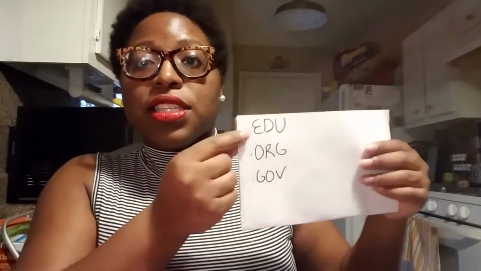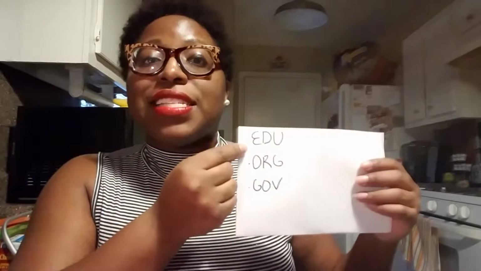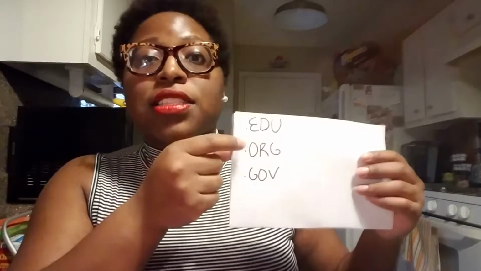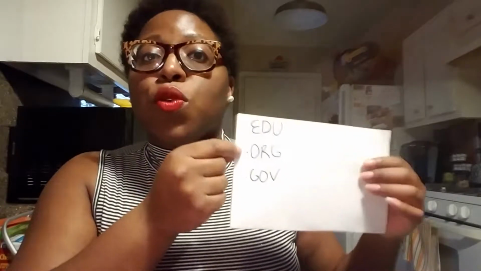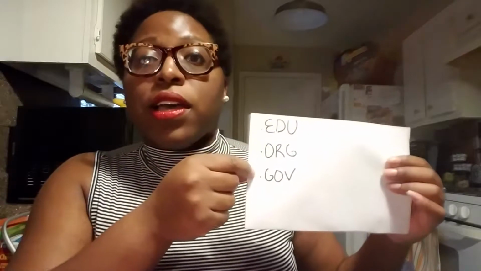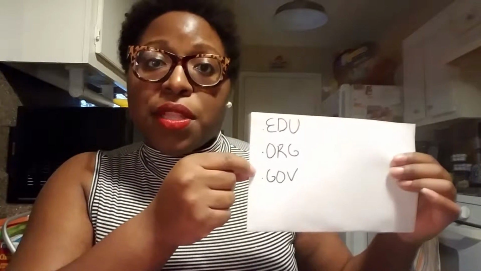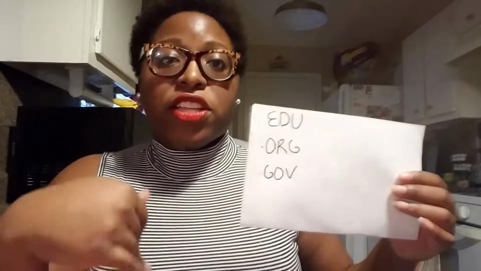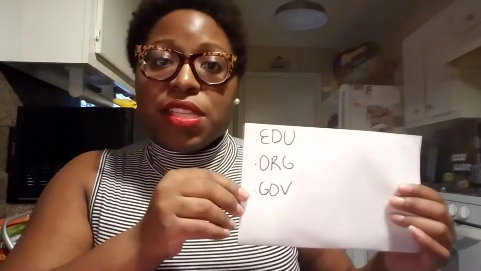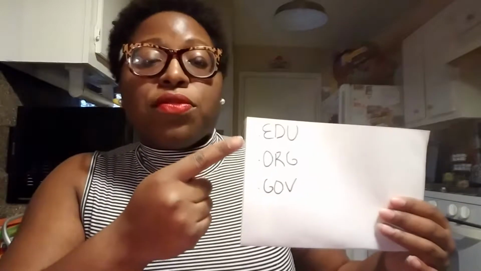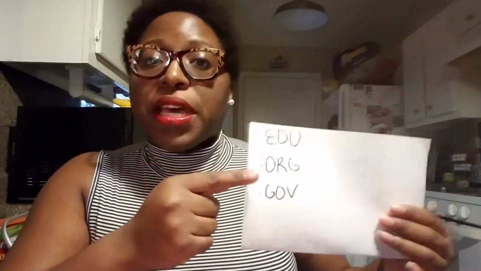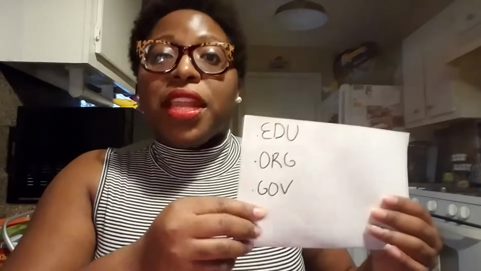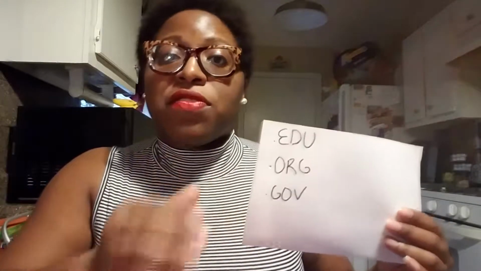Whenever possible, you want to find something that ends in .edu. That means that it's an educational site. .org means it's an organizational site, or .gov, which means it's actually a government site. So it's based on information from government agencies, and that's information that they themselves are posting. Getting information from these sites is the best option when possible, but even then you always want to make sure to verify across multiple platforms.